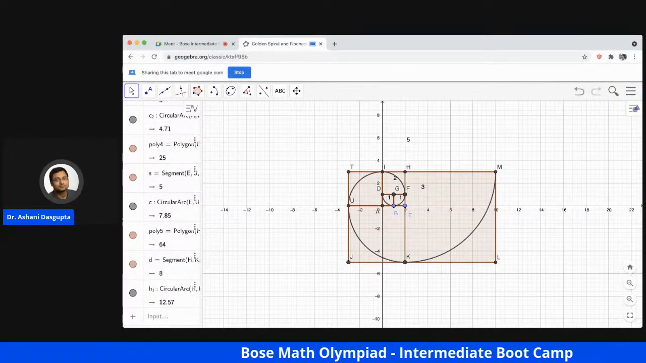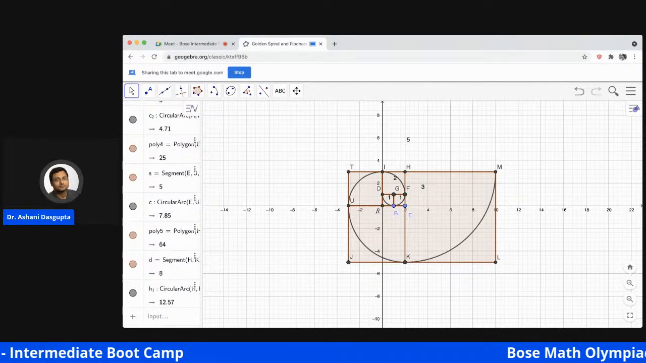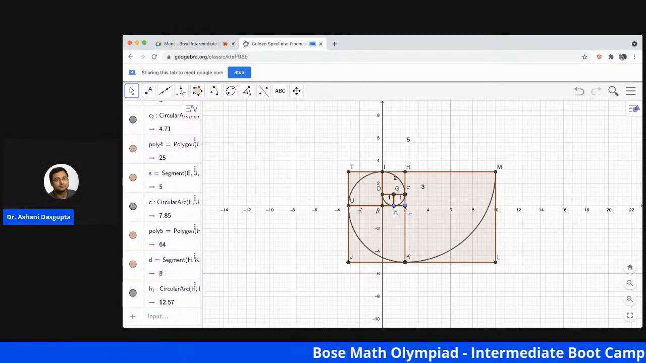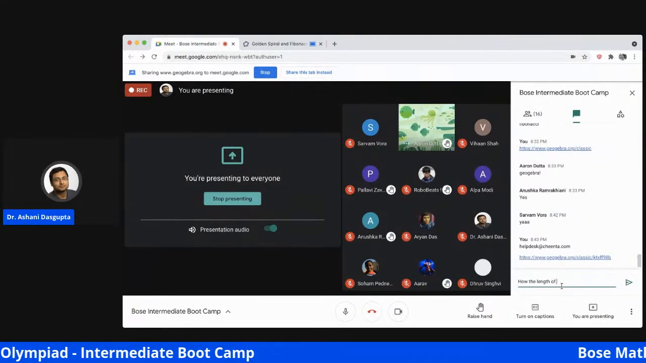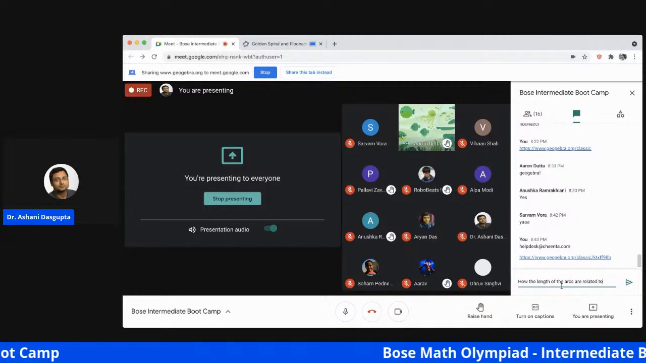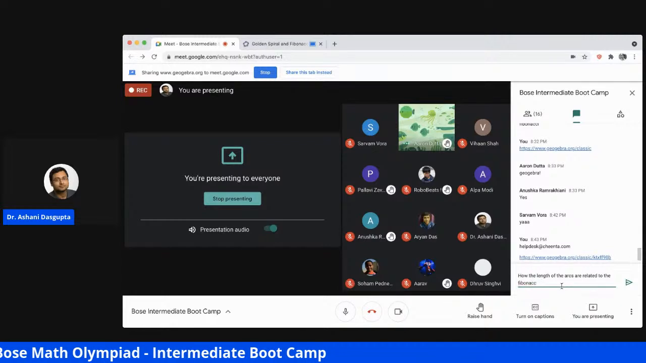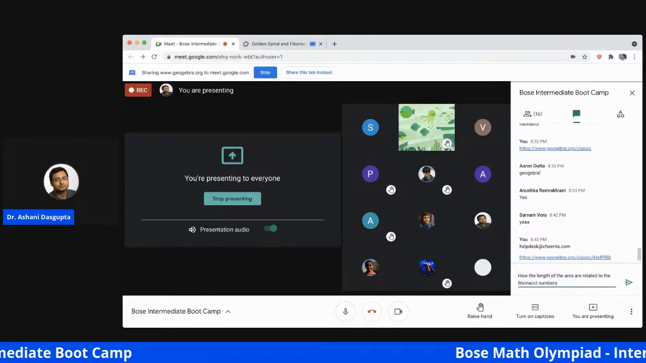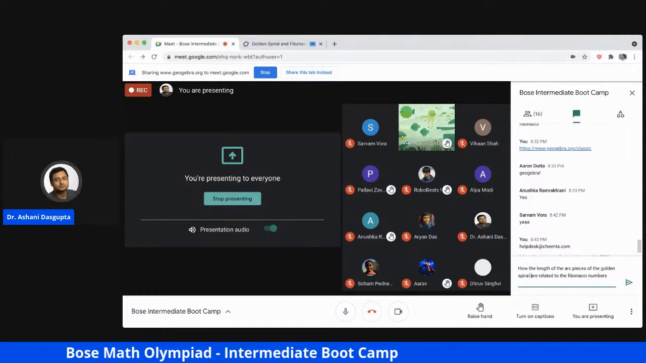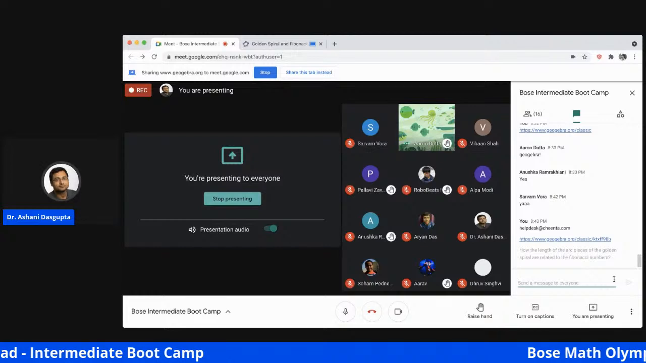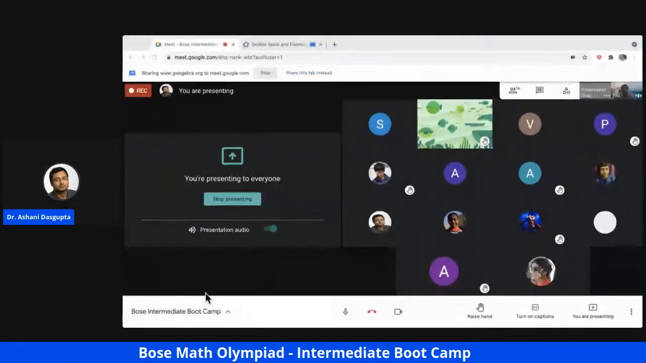Okay, now your job would be to tell me the relation of the arcs. So here it is. I'll write it down. How the length of the arc pieces of the golden spiral are related to the Fibonacci numbers. Okay, so that is one question, and you send me also this particular diagram once you draw it.